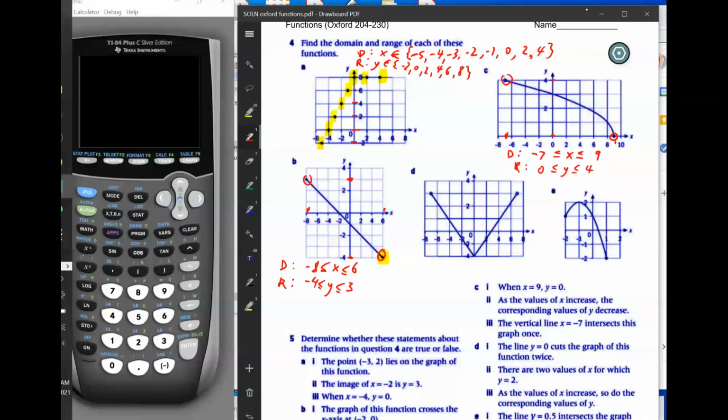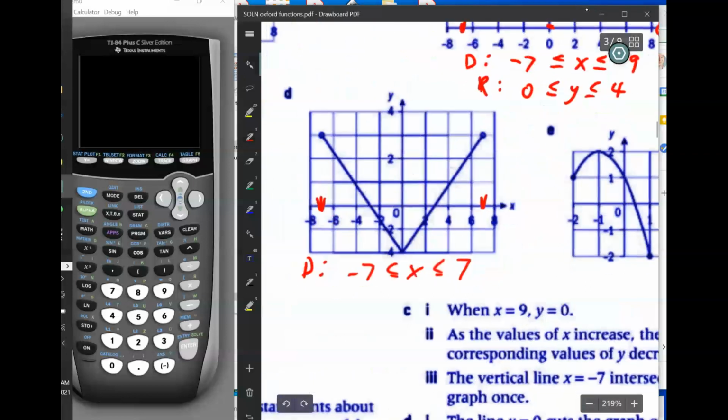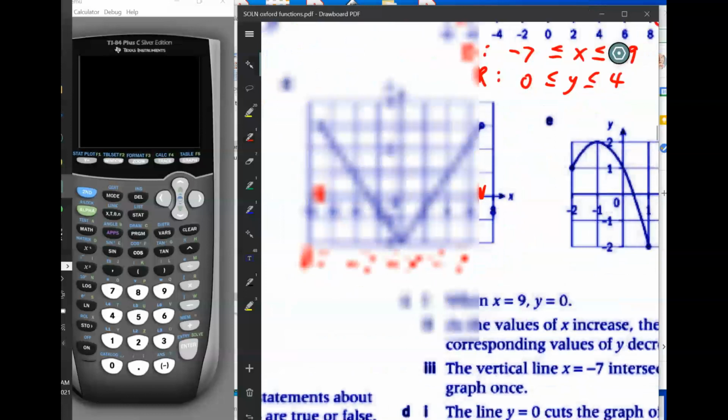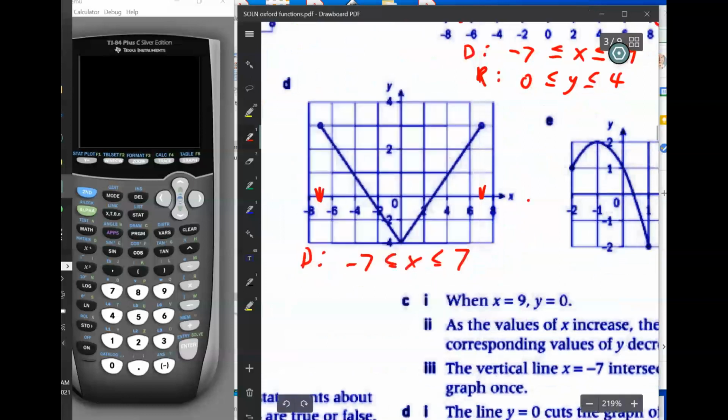Okay. What about D? So D, the x value ranges from here to here. That would be -7 to 7. And I'm going to just make this bigger so that you can get a better picture of it. And for the y values, it ranges from -4 to 3. And that's the range.